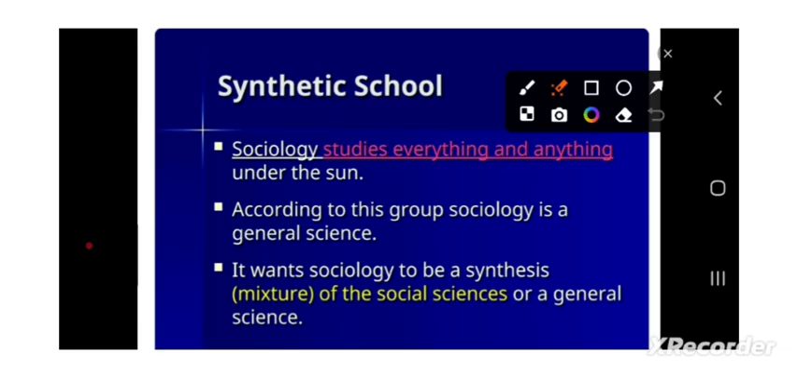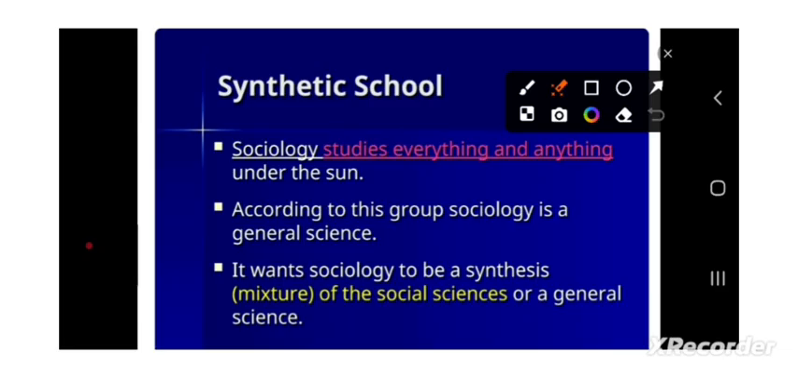Proponents of the synthetic school believe that social life is an interconnected whole and cannot be understood by studying only one isolated aspect. Core principles of the synthetic school. According to this group, sociology is a general science. It wants sociology to be a synthesis of all social sciences. Core principles: general science, not special.